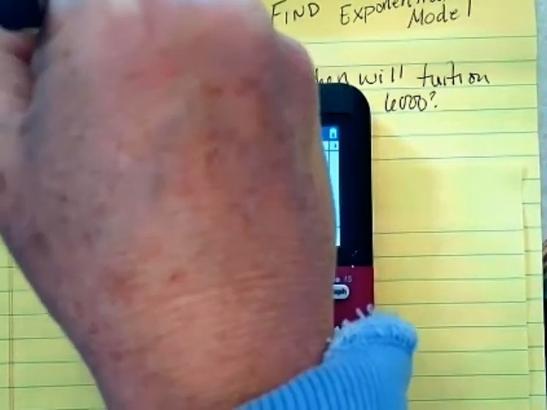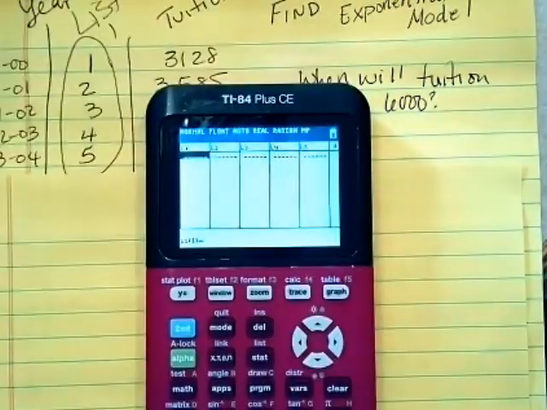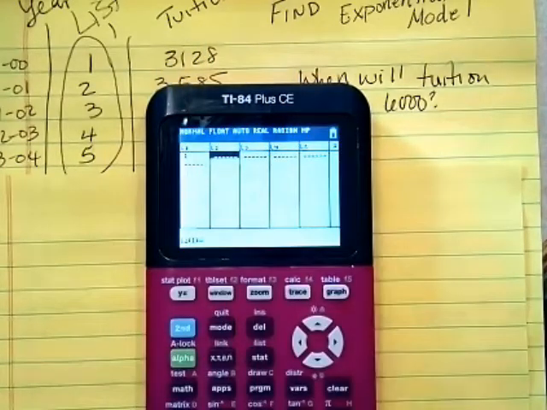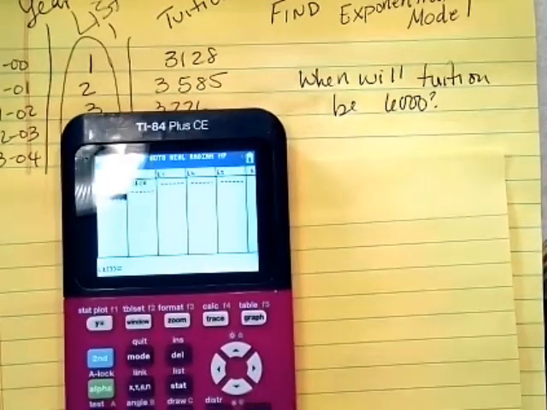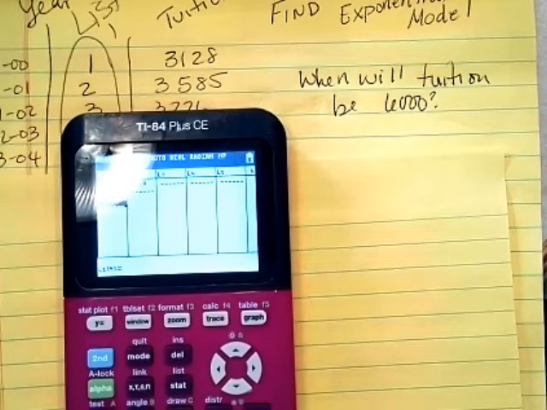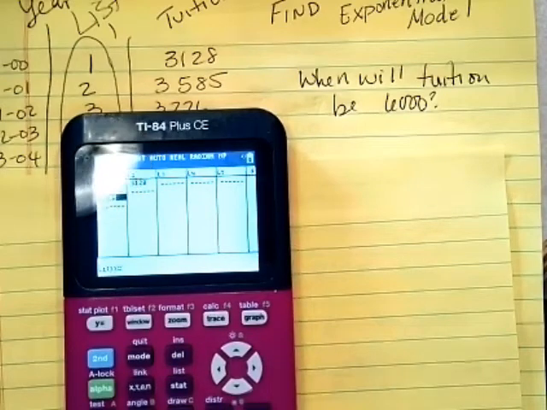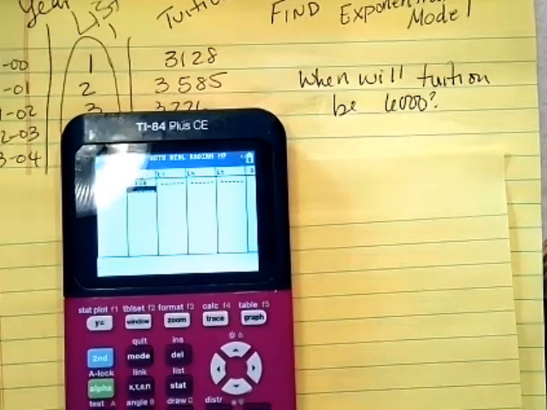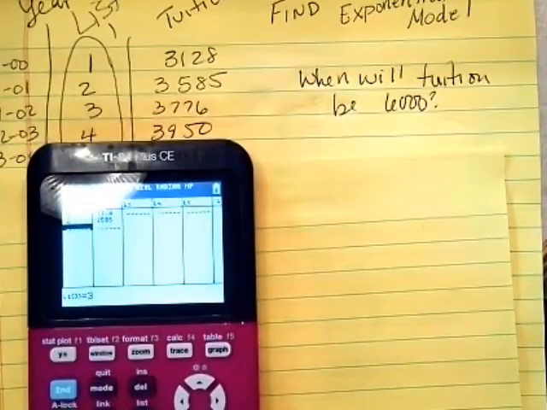This is going to go in list 1. Okay, so we're going to do 1, enter, and then I'm going to go over there and I'm going to put the tuition in, 3128. And then 2 is 3585. Well, I put it in the wrong spot. Hang on. I'll clear that out. That goes there. 3585. 3. Enter.